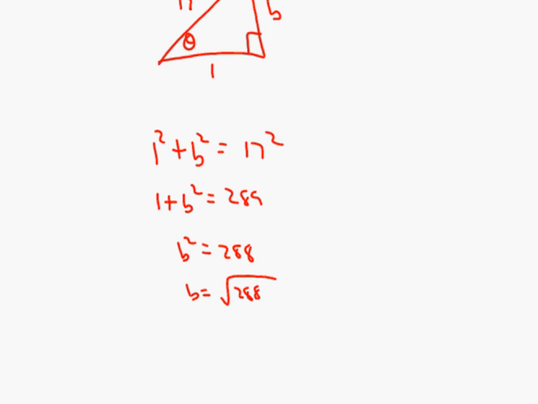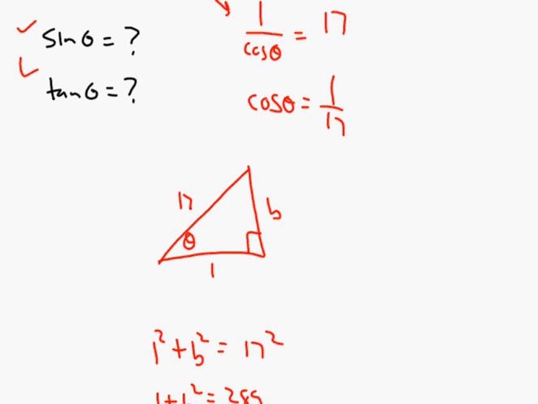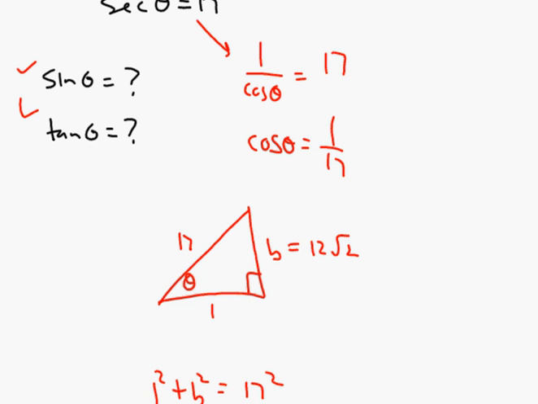Now, if you want, you can reduce that. That is the square root of 144 times the square root of 2, or 12 rad 2. So now I know the missing side of that triangle. I can go put that up here, 12 rad 2. And then finding these things is not going to be so bad. So, for example, the sine of theta would be opposite 12 rad 2 over hypotenuse 17. The tangent of theta would be opposite over adjacent, but that would be 12 rad 2 over 1, or just 12 rad 2.